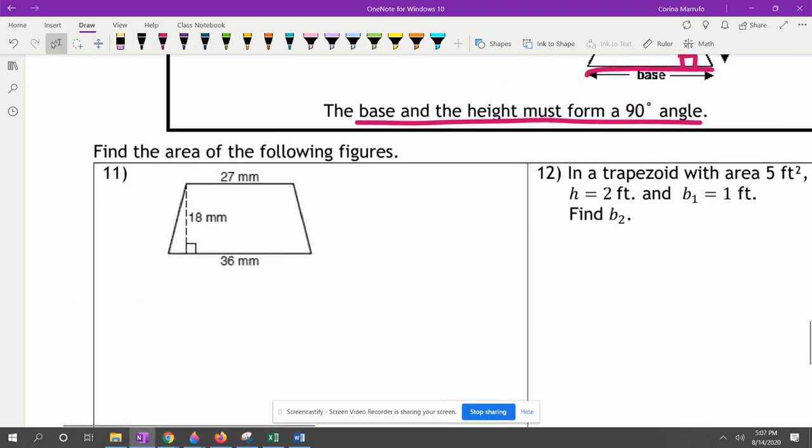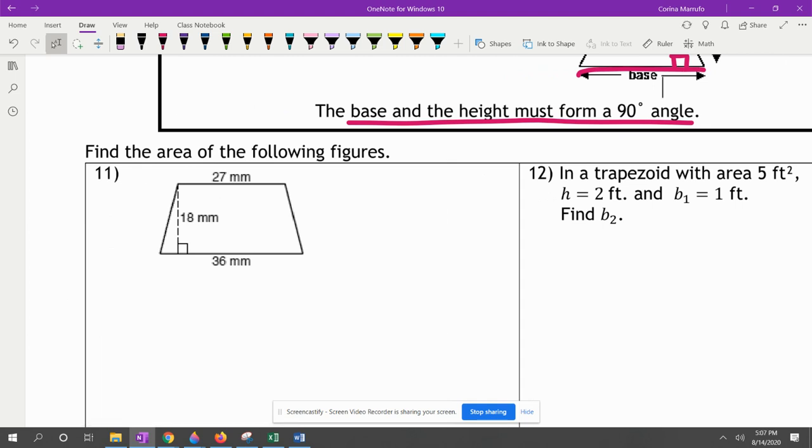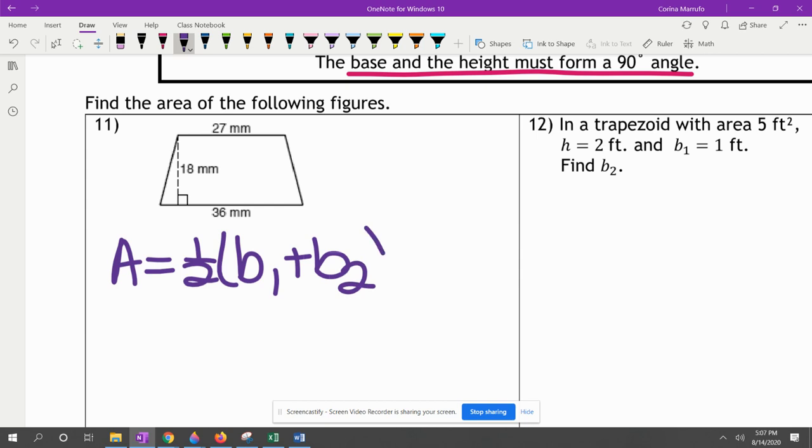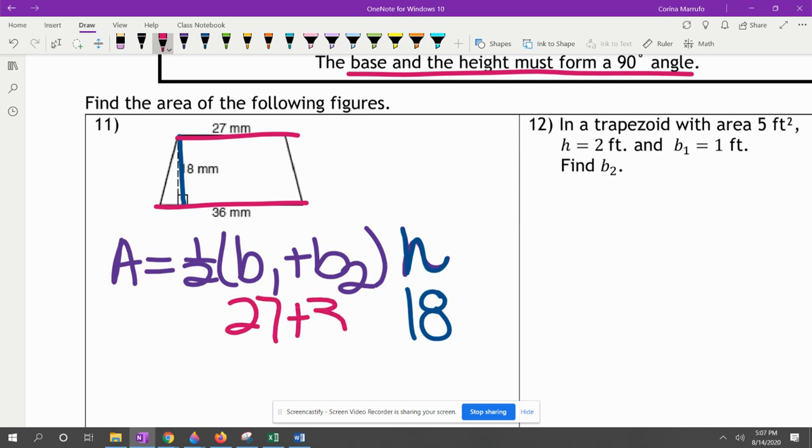So here it says, find the area of the following figures. So for number 11, we're going to use the formula for a trapezoid. So area equals 1/2. You add your bases together, and then you multiply times the height. So if we look here, our height is 18. So instead of h, I am going to put an 18, and then our two bases, one is 27 and the other is 36.